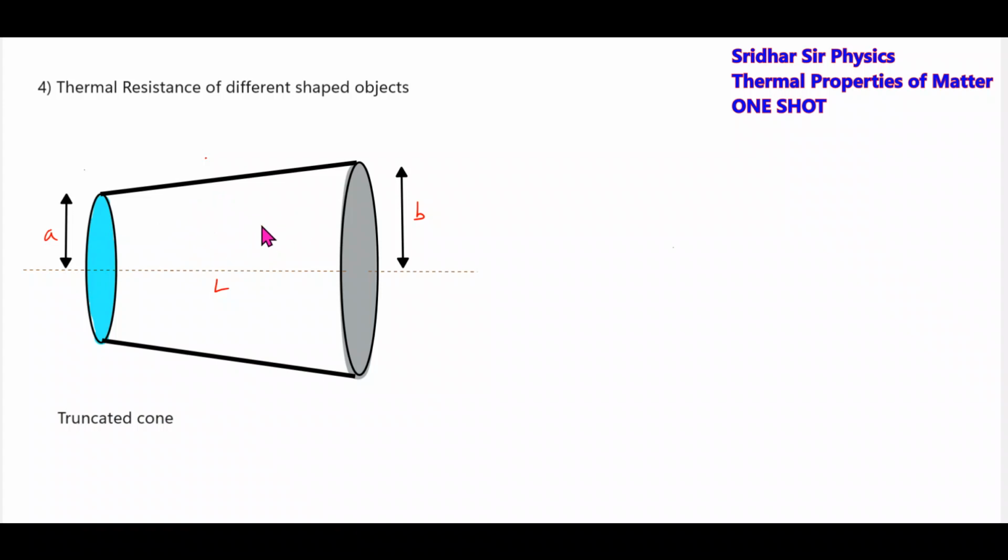Now, thermal resistance of different shaped objects. There's a truncated cone. We have to calculate the thermal resistance. So the temperature of this can be T2, this is T1. So here we'll write condition T1 greater than T2. This is the axis. How to find out here? How the heat will flow along the axis. So normal to this, I'll assume a surface here.